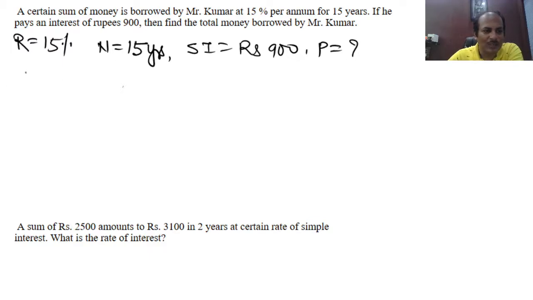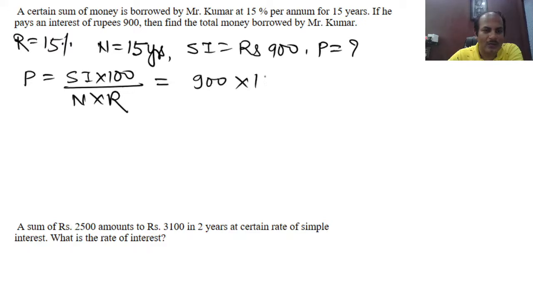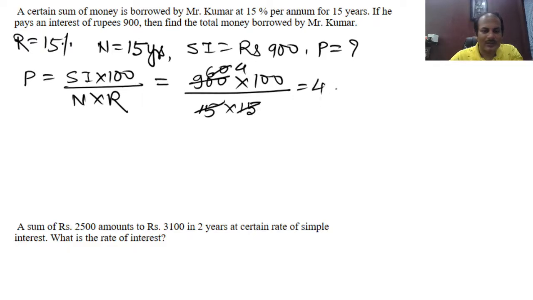Let's understand the formula to find principal. So principal is equal to SI into 100 upon N into R, that is number of years into rate percent per annum. SI given to us is 900 into 100 upon N, that is 15, and R is also given to us as 15%. When I go for the cancellation, 15 6s are 90, 15 4s are 60, so that gives me the answer as 400.